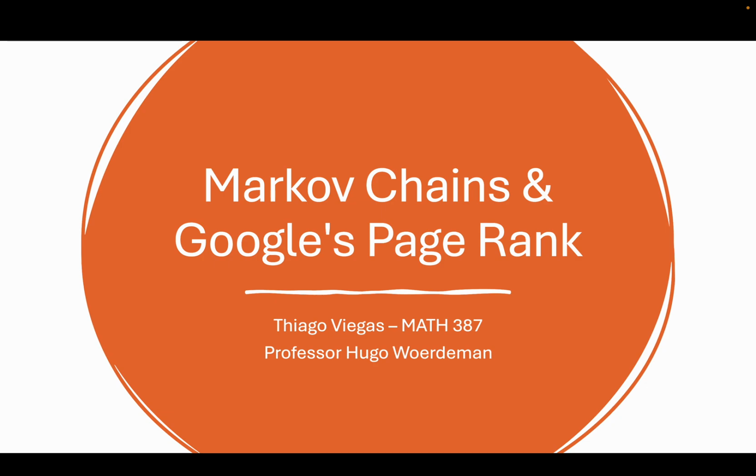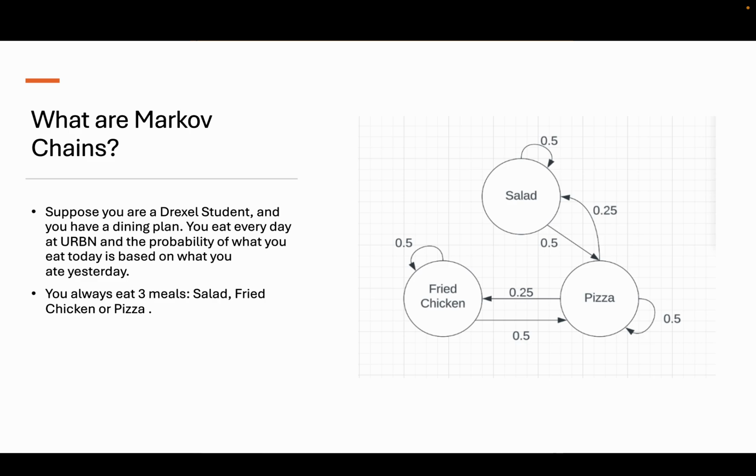So let's get started. First things first, what are Markov chains? Markov chains are a mathematical model that are used to describe a system that transitions from one state to another based on probabilities. The best way to explain this, in my point of view, is to use an example.